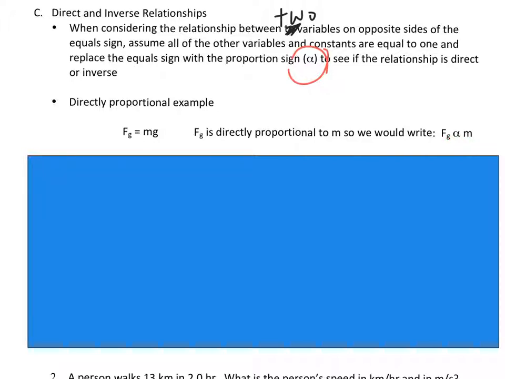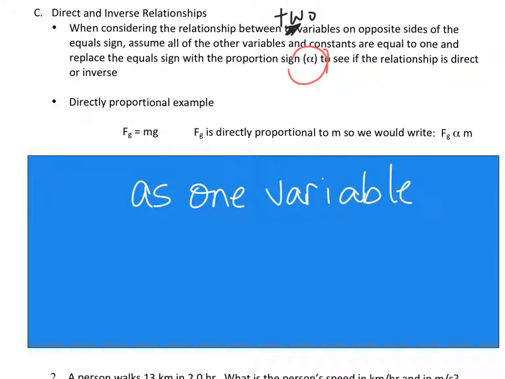What this does is it allows us to compare two variables without actually having to plug numbers in or to take into account every single variable in the formula. So I'm only interested in comparing two quantities. I can use a proportionality to do that. If two variables are directly proportional to each other, it means as one of them goes up or increases, the other one behaves in the same way.